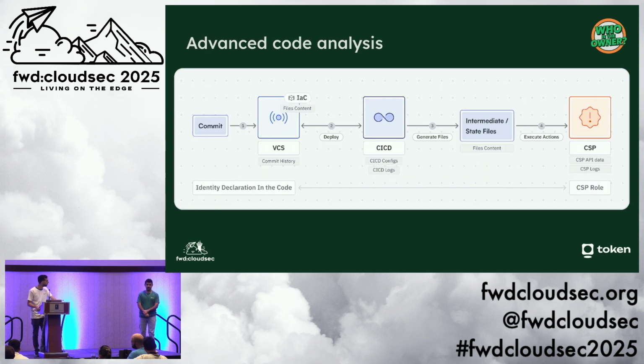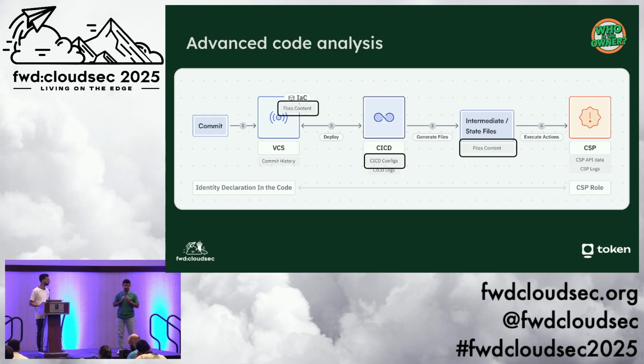Cool. So for our final contestant, we have the advanced code analysis. And in this method, we take all of the relevant files that are relevant to creation of identities, which are the code in your repos and your CI/CD configuration files, and we rely on this and finding all the identities being created in a specific environment through the state files.